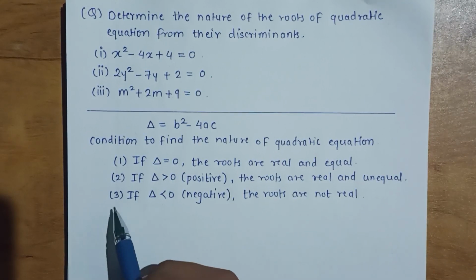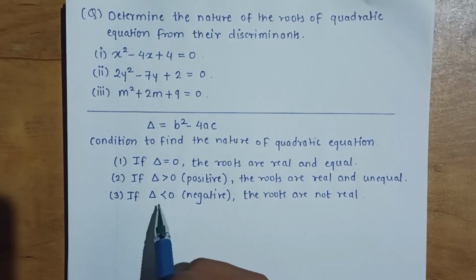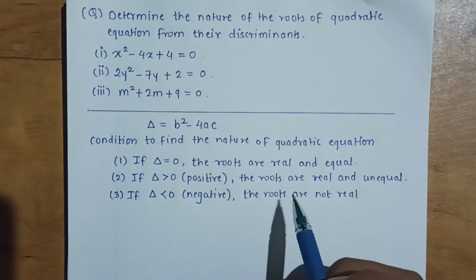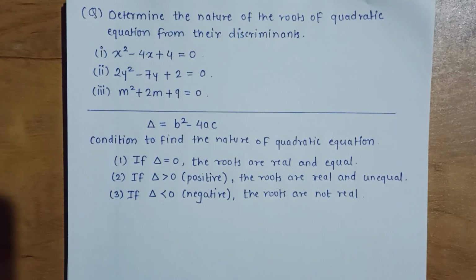The third condition is that if delta is less than 0, that means this value is negative, then the roots are not real. In this way we will find the nature of roots of a quadratic equation. So we will see the first sum.